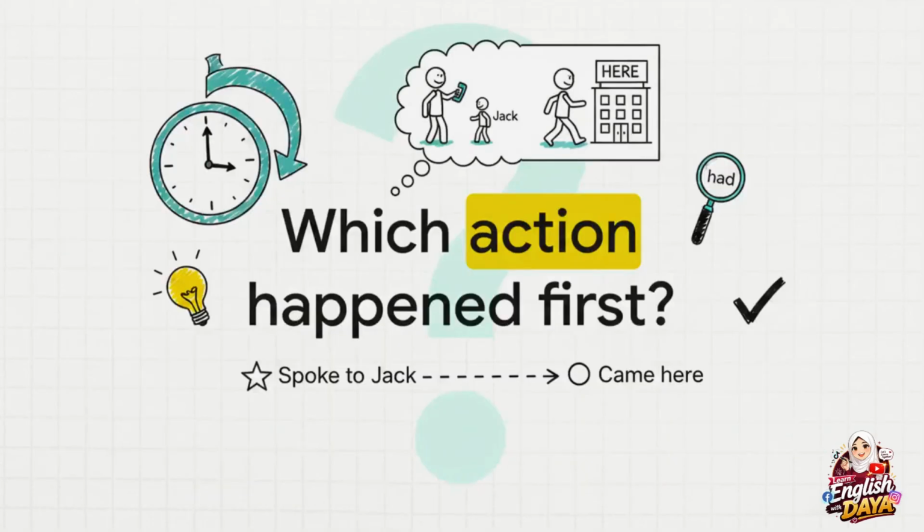All right, time for a quick quiz. Let's test your new skills. Look at this sentence. Before I came here, I had spoken to Jack. Tell me, which action happened first? Did you come here first or speak to Jack first? Have you guessed it? Yes, I had spoken to Jack absolutely happened first. That magic word had proves it.